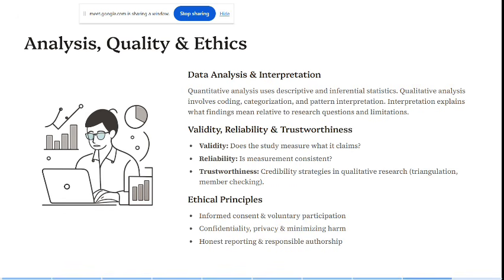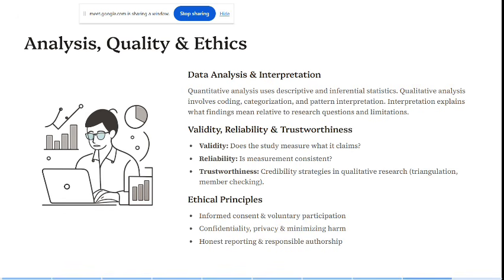Okay, ethical principle is also one of the most important points of a study or research, because taking informed consent from the participant or voluntary participation is necessary in each study, and confidentiality, privacy, and minimizing harm. Any kind of study has some harms to the participants, but technically we as researchers are responsible to minimize all this harm, and we should be loyal and honest during reporting all the data. We should not change the findings.